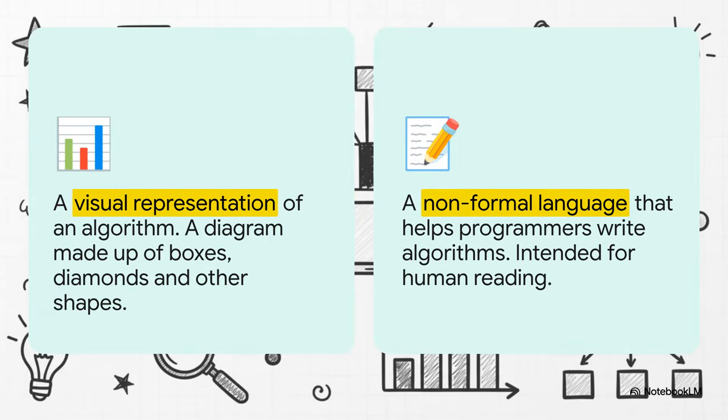So how do we actually write down these algorithms before we start coding? Well, there are 2 popular ways. On one hand, you have flowcharts. These are visual diagrams with boxes and arrows, very easy to see the logic. And on the other hand, you have something called pseudocode.